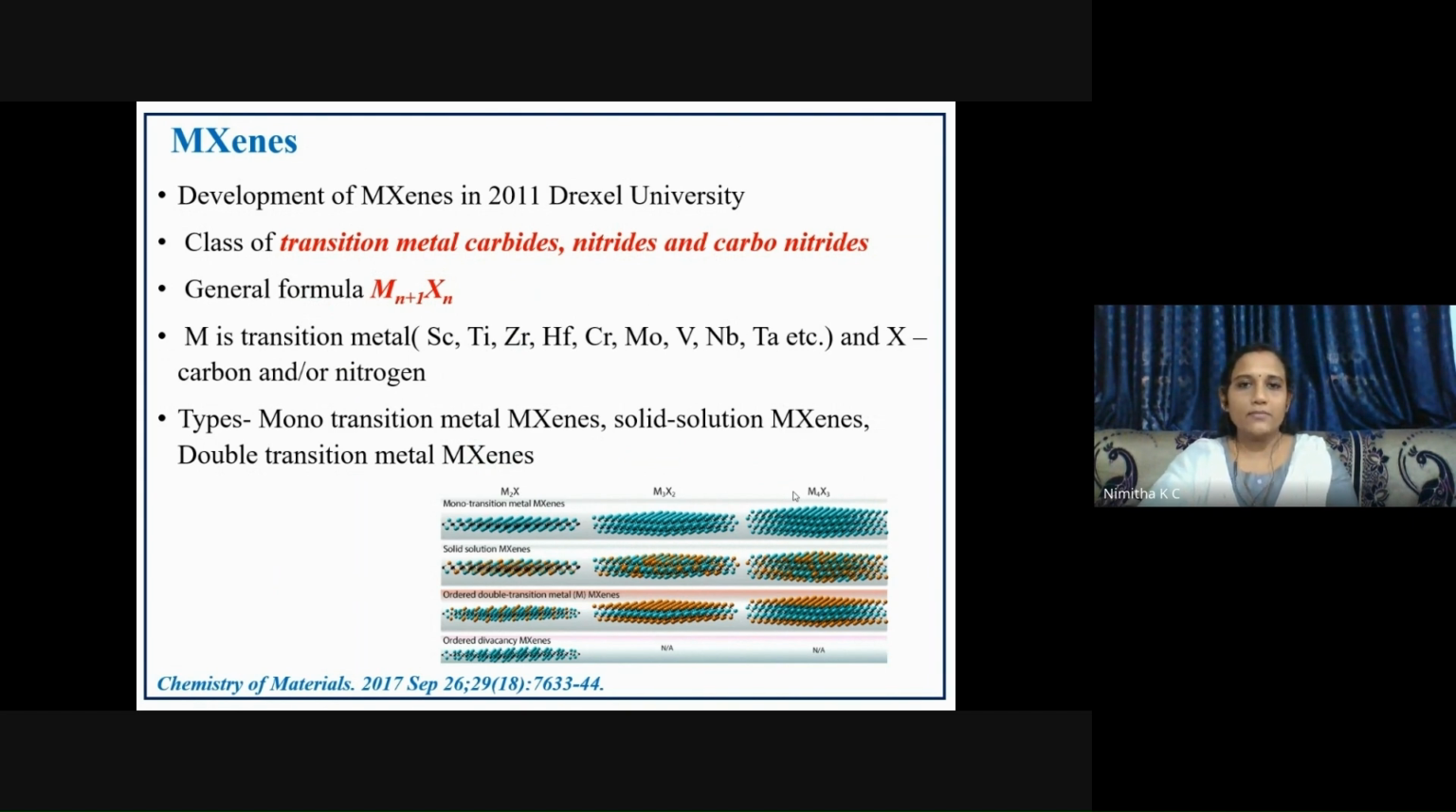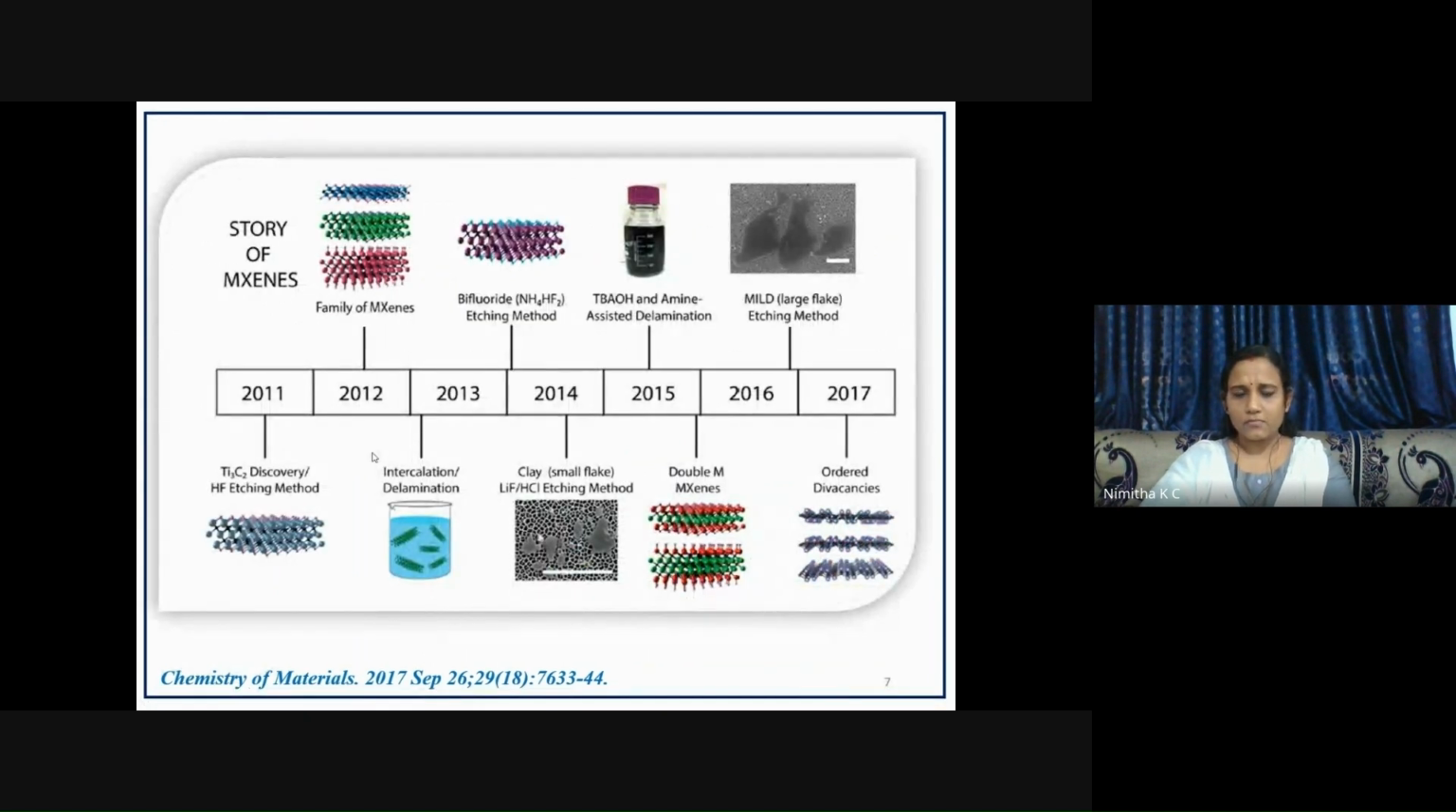MXenes are a class of transition metal carbides, nitrides and carbonitrides, which can generally be represented by the formula Mn+1XnTx, where M represents the transition metal. Most probably it will be a transition metal from group 3d and 4d, like scandium, titanium, zirconium, etc. And X represents either carbon, nitrogen or a mixture of carbon and nitrogen. So there are several kinds of MXenes, like mono transition metal MXenes, double transition metal MXenes, solid solution MXenes and all. This is a very brief timeline which shows the story of the development of MXene. It includes the period of 2011 to 2017.